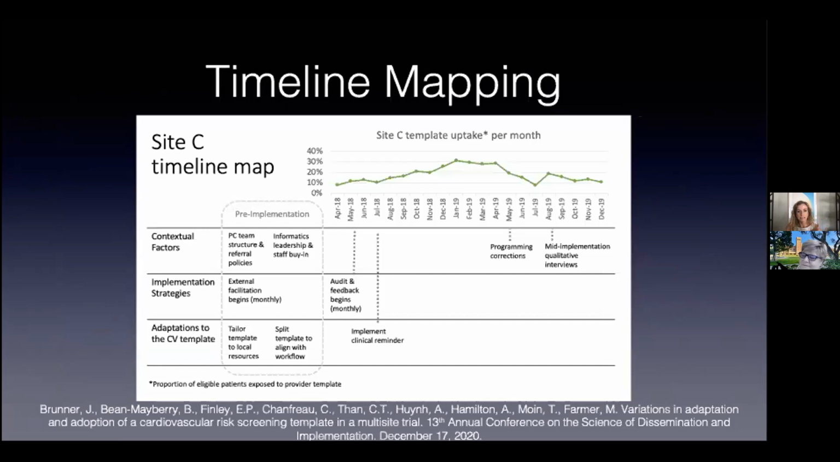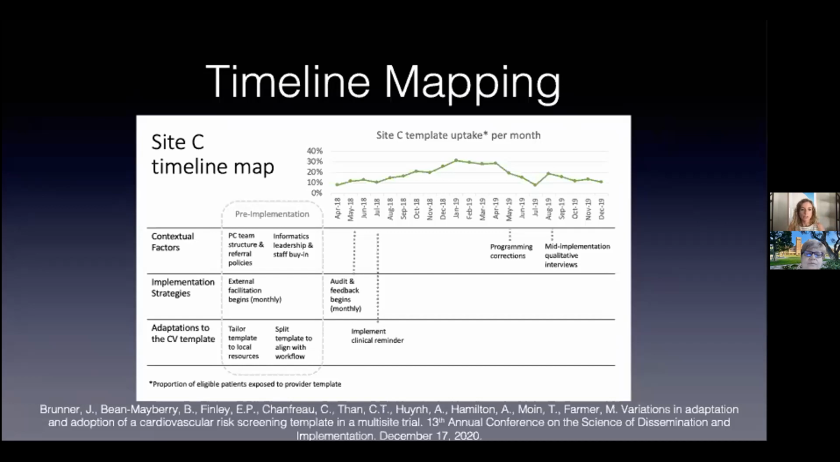This is an example of timeline mapping that was taken from a poster that Julian Brunner led at DNI last year, and he has a paper he's working on now, fleshing this out in more detail. This is one of the ways that we have integrated reflections data with some more quantitative data. You'll see the green line there is mapping uptake of the CV toolkit template in clinical settings in a particular site. We developed one of these site profiles for 5 different sites, and this is just one example.